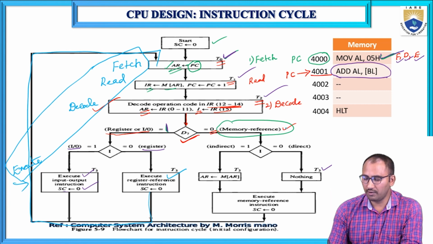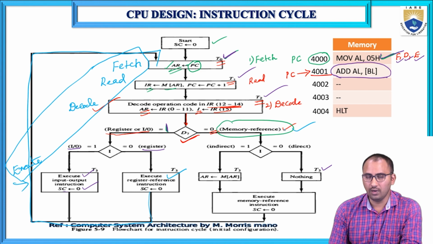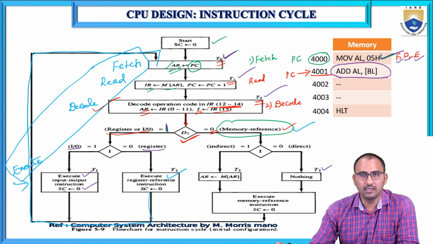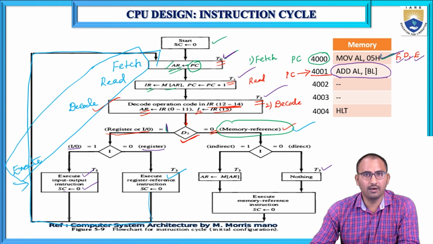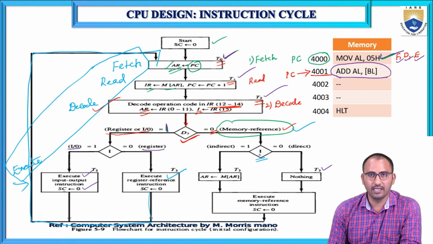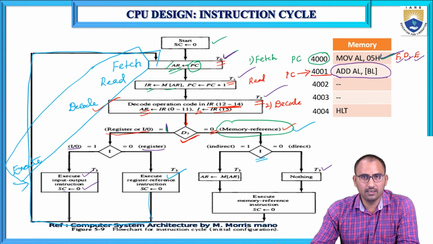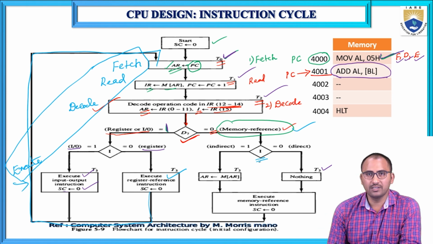Coming to the memory reference instruction. In memory reference instructions also, there are 2 types: a direct memory reference instruction or an indirect memory reference instruction. Based on this I bit, we can decide whether it is a direct addressed or indirect memory reference instruction. If I is equal to 1, then that is an indirect memory reference instruction.